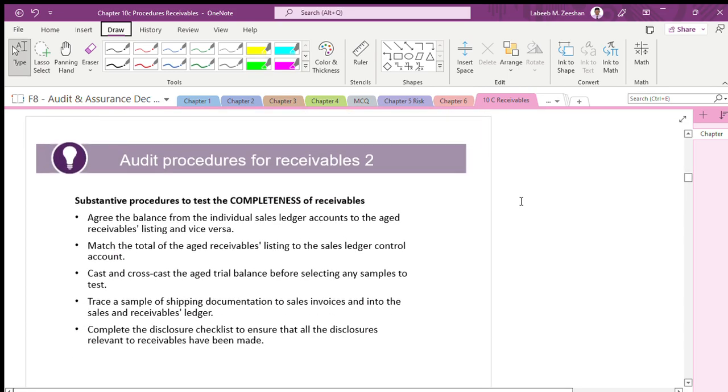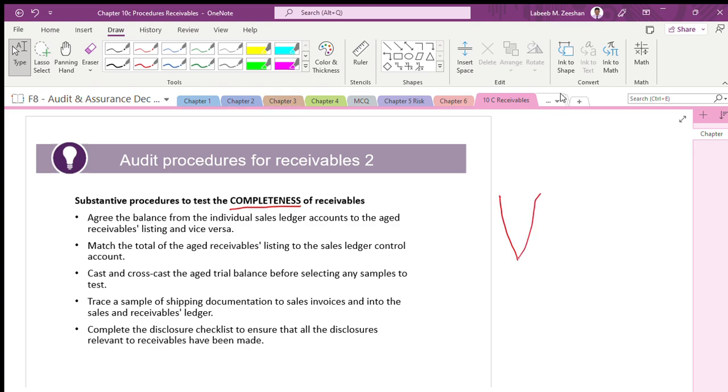Now, what are the substantive procedures? Completeness. This is very interesting, and very simple also. How do we have to work it out? We have to work it out from the bottom till the top. Individually we have to take each item.